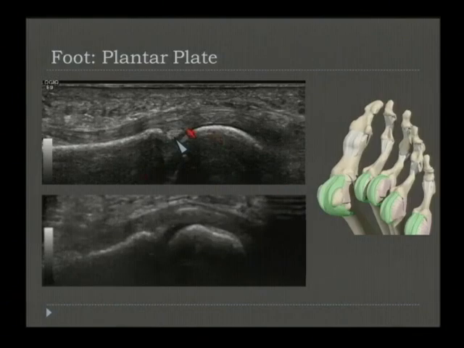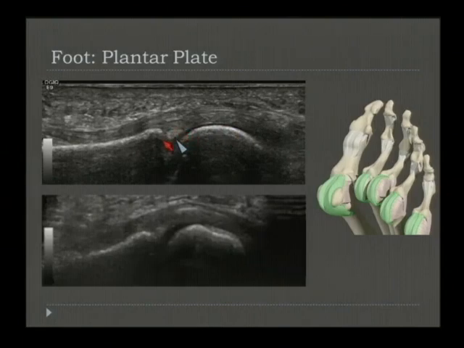I'll call your attention to this nice triangular hyperechoic structure. This is the plantar plate. It's an area of fibrocartilage. It really helps to stabilize the metatarsophalangeal joints, and as you can see, it actually forms a cushion over the articular portion of the head of the metatarsal. Here is the head. This low signal on top of it is part of the cartilage, and this covers the cartilage and essentially cushions the cartilage.